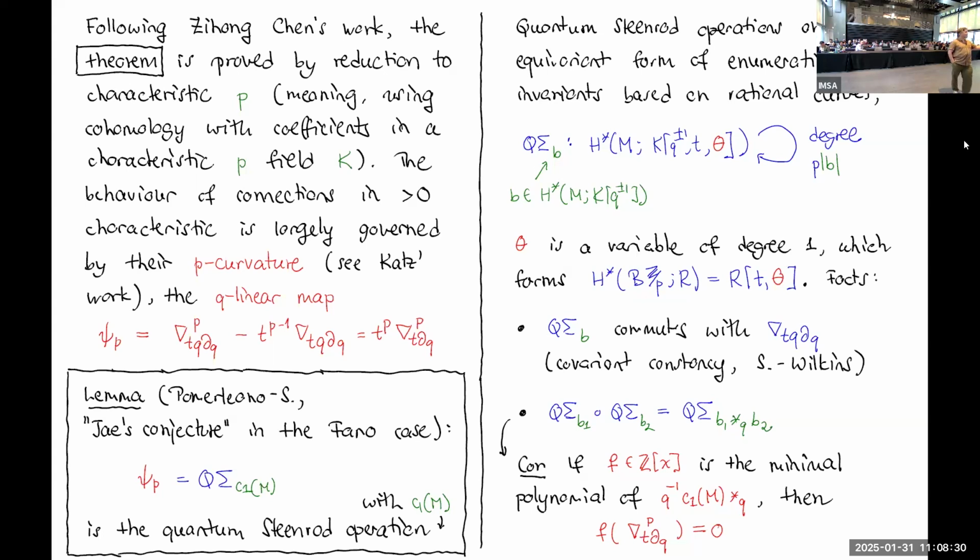I wrote this down as a little amusing corollary: you take quantum product with this, take its minimal polynomial, maybe even define it over the integers. Then if you take that minimal polynomial and apply it to the P curvature, that actually gives you 0, with F_P coefficients, because obviously this q sigma c1 satisfies f of c1 equals 0, and therefore this one vanishes, and therefore that one vanishes.